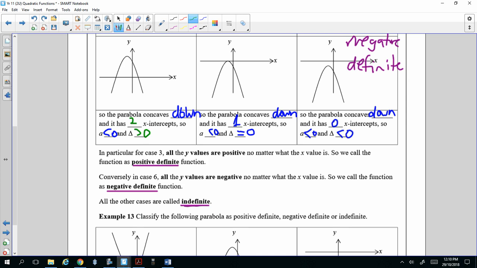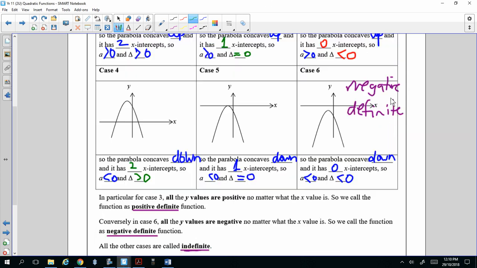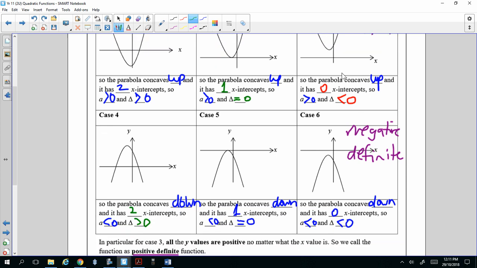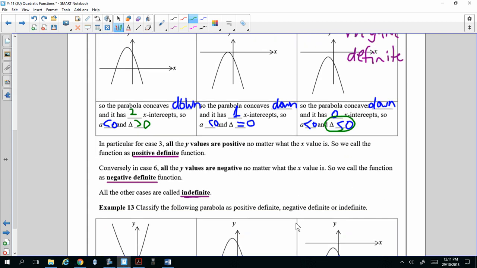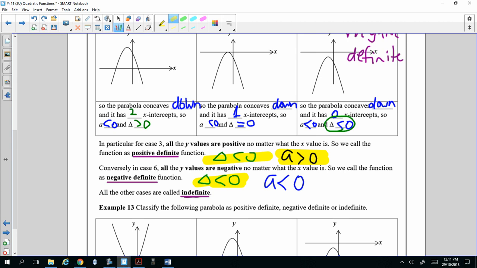Now, you will see that in both definite cases, whether it's negative definite or positive definite, they have no x-intercept, which means that its discriminant in both cases is negative. Let's write it down. So we're going to say discriminant is negative. When the discriminant is negative, it's going to be either positive definite or negative definite. Whether it's positive definite or negative definite depends on the value of A. So if it's concave up, it will be positive definite. If it's concave down, it's negative definite. So it must have two conditions. So make sure you highlight them. All right, two conditions for the definite. Any questions? Right, pretty simple.